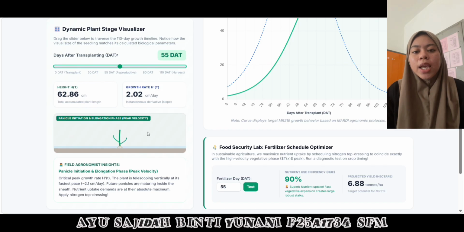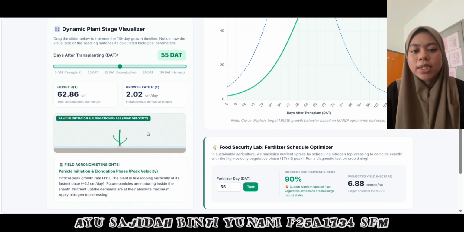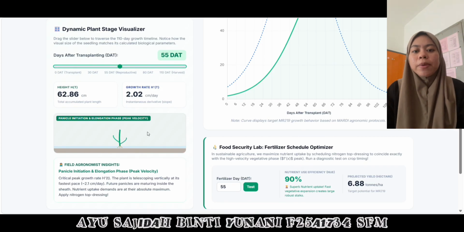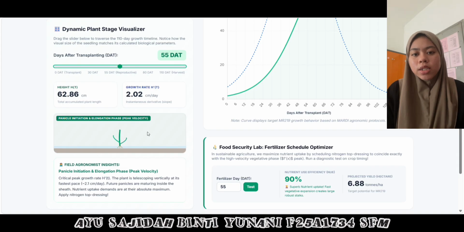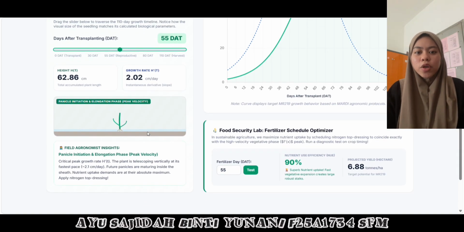In conclusion, BioCalc demonstrates how mathematics can directly support Malaysia's food security. By combining calculus with agriculture, we can help farmers make smarter, data-driven decisions. That's all from me. Thank you.